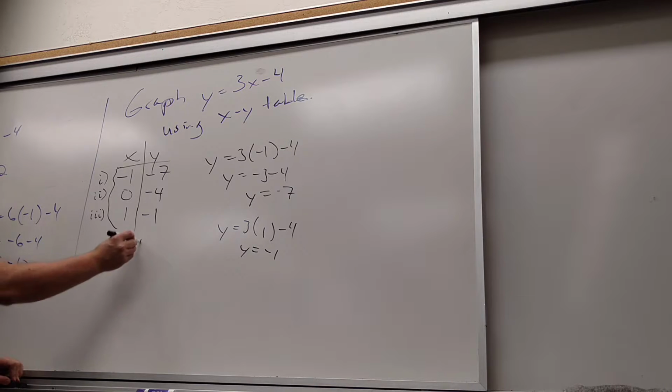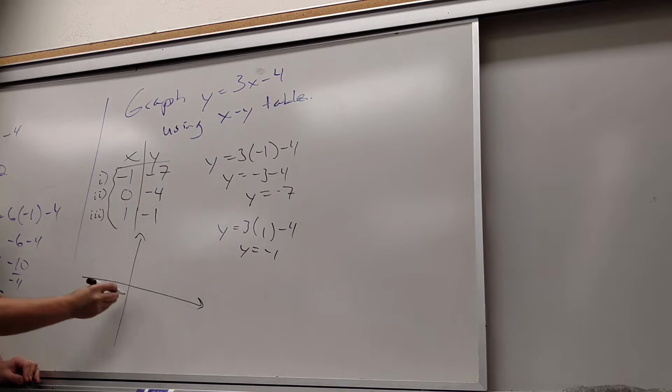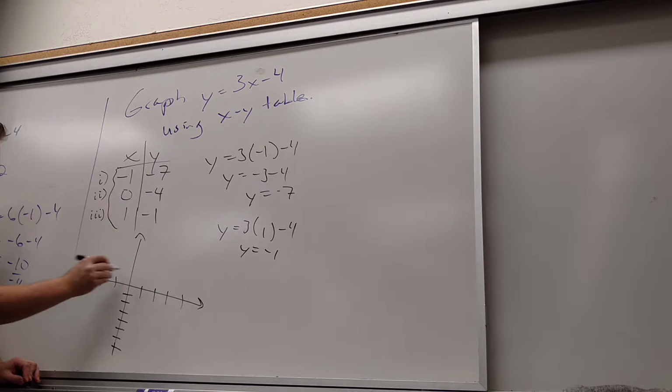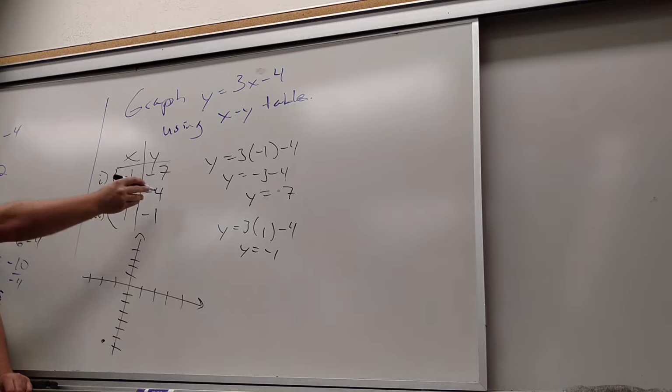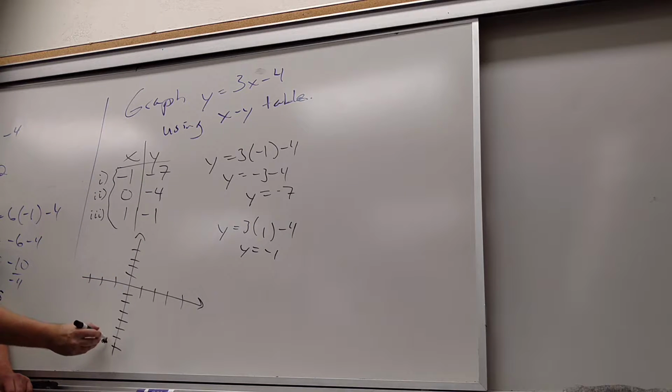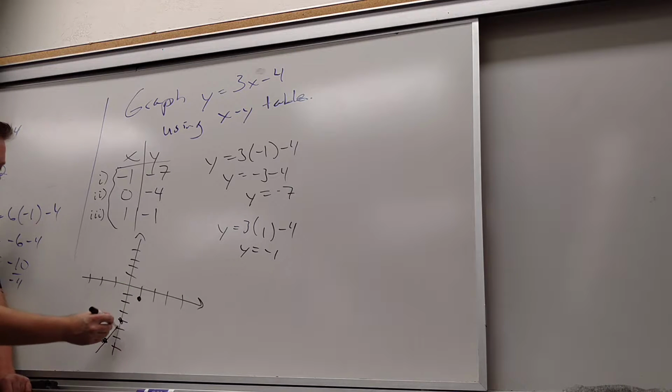Okay. So let's see. How do I graph this? I just plot the points. I have to get down to -7 if I want to use that one, right? That's not too unusable. 1, 2, 3, 4, 5, 6, 7. So -1, -7? Down 7. Then 0, -4. Just down 4. Now you guys know how to say it. Right 1, down 1. Then connect them.